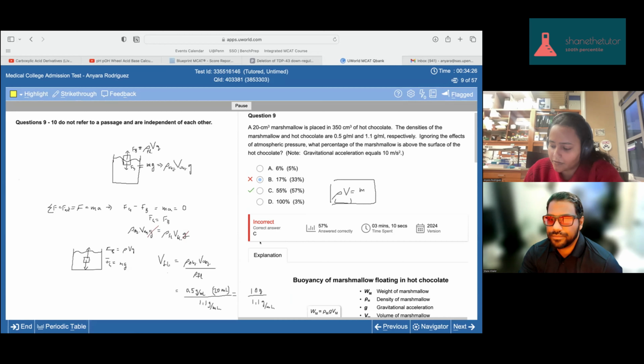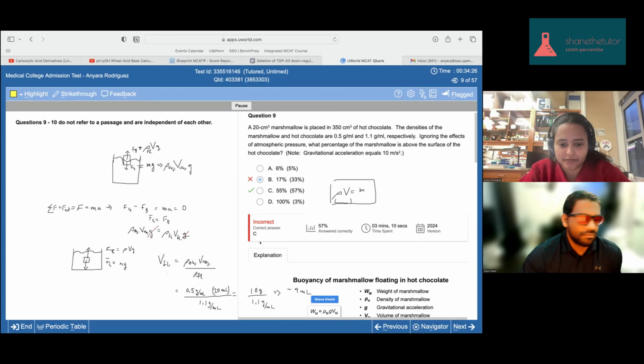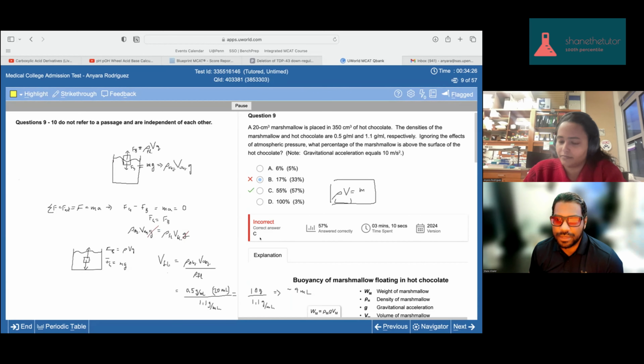And then grams cancel out. So we'll have around 10 milliliters. Let's say maybe 9 or something, because it'll be a little bit less than 10, but that's the idea. So okay, that's the volume of the fluid that is displaced. And what we need to find is what percentage of the marshmallow is above the surface of the hot chocolate.